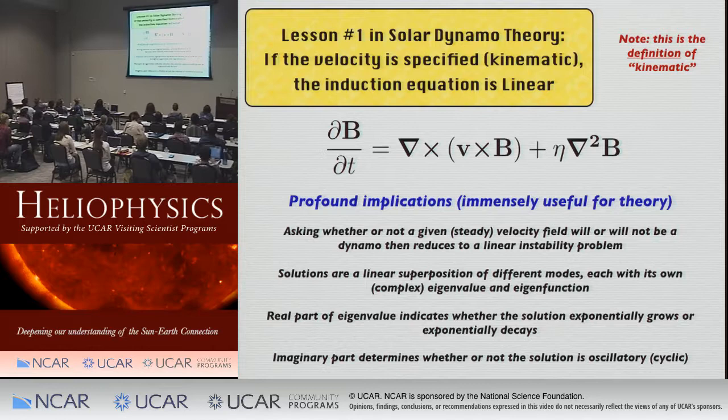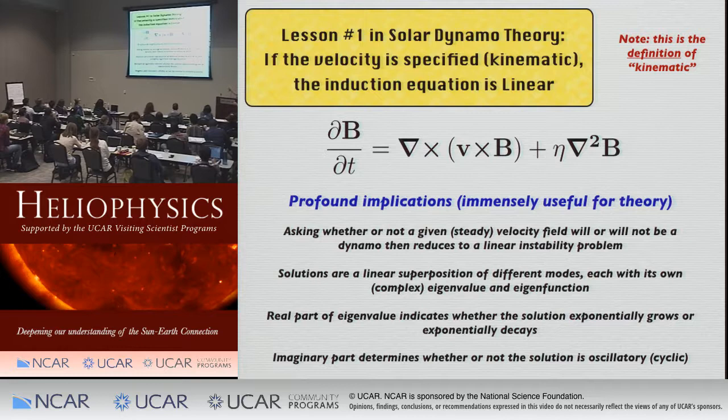And that, of course, is the induction equation. So this is the induction equation that we know well. Lesson number one in solar dynamo theory, which you already learned this morning, is that if you specify what the velocity is, if you just put in some profile, then this equation is linear. And that's tremendously useful for theory. So much of the theory in the past 50 years has been concerned with kinematic dynamos. Because this is the definition of kinematic: if V does not depend on B, then this equation is linear. And then asking whether something will be a dynamo or not is just like solving an eigenvalue problem.